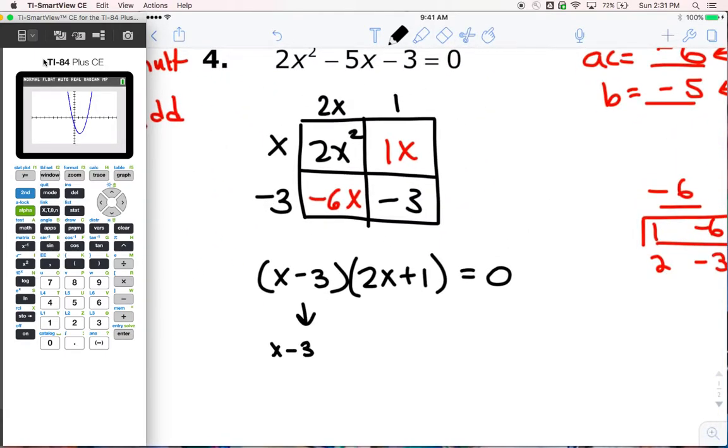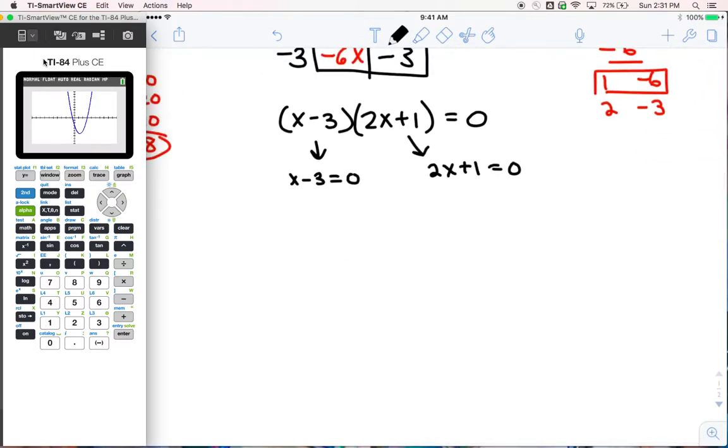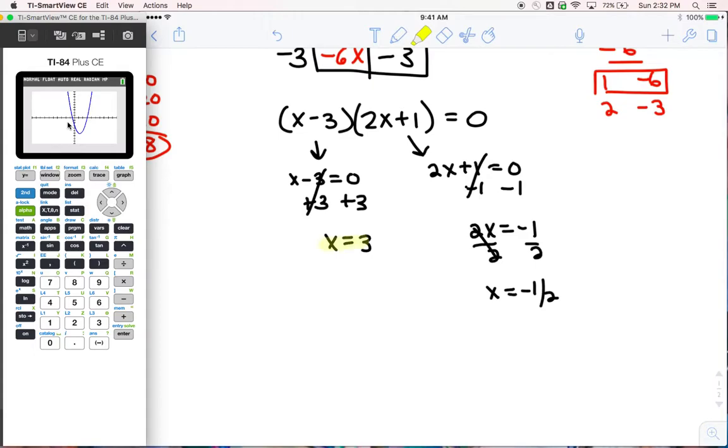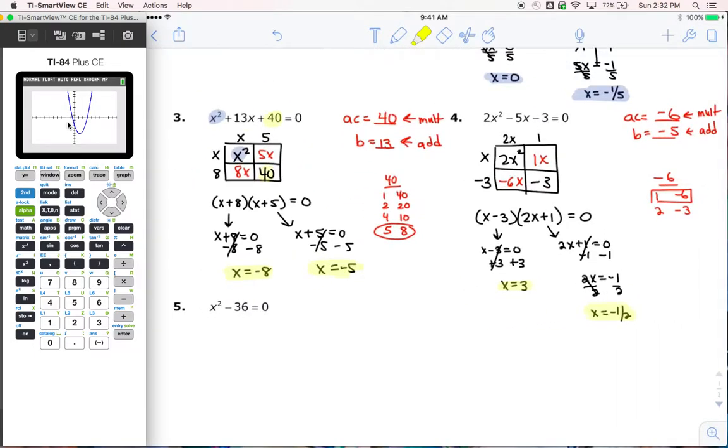Looks like I've got x minus 3 equals 0. And then this group, 2x plus 1 equals 0. And now I'm just solving these. So we kind of already knew that one of the x's was 3, right? We knew that from the graph. One of the x's that made it 0 was 3. And this other one we expect to be -1/2, but we're checking to be sure. Let's see. I'm going to subtract 1 from each side. Divide by 2. Looks like I've got x equals -1/2. All right. I guess my guess was correct. So 3 and -1/2 make this equation 0.